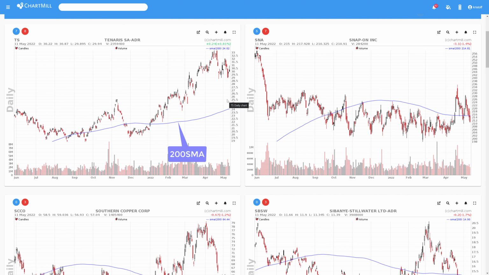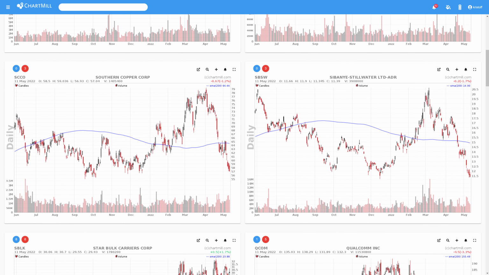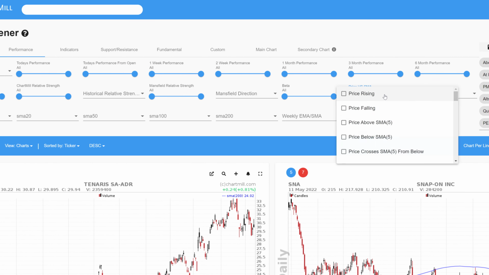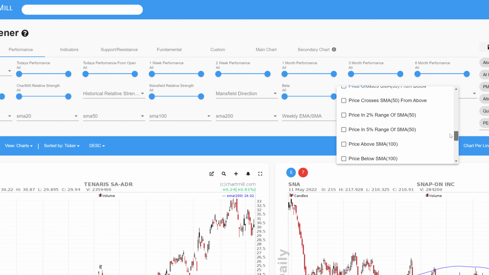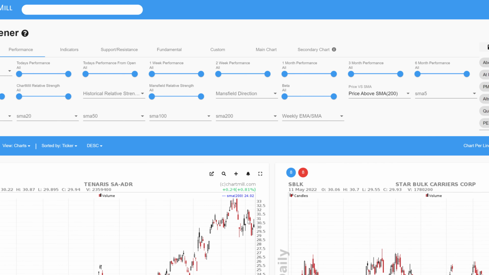Stocks that quote above that average are in a positive trend, and if the price is lower than the SMA 200, the trend is negative. You can do this by selecting the Performance tab in the Stock Screener, and next to the item Price versus SMA, you can choose the option Price above SMA 200.